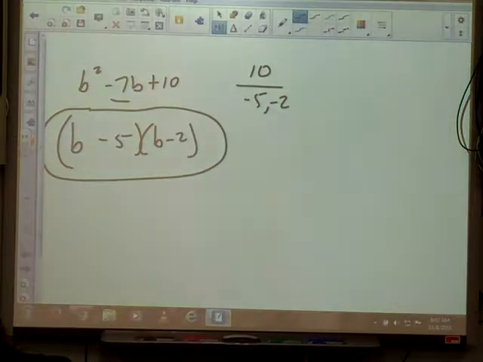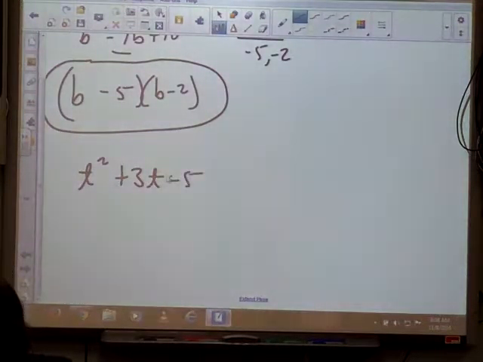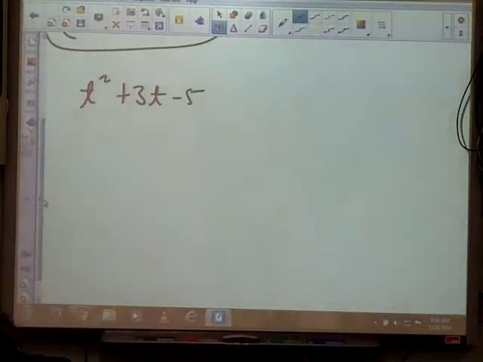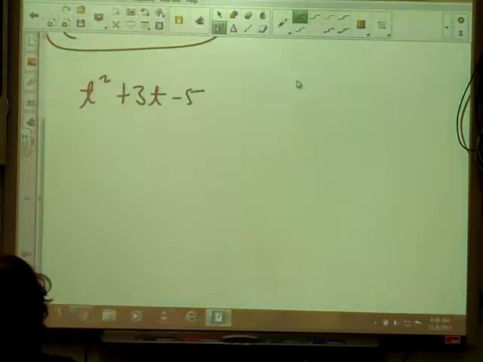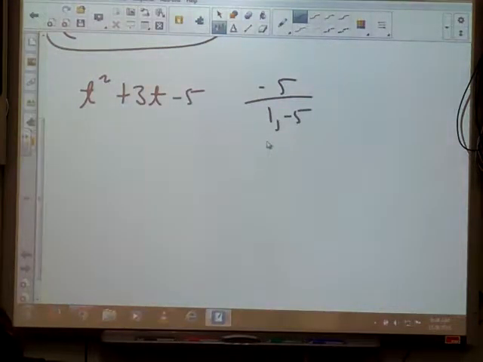All right, let's look at this one here. t squared plus 3t minus 5. Does that have a GCF? No. So it's a trinomial, so what do you get on a times c? Negative 5. Factors of negative 5, now it's a little bit different. It can be 1 times negative 5, or negative 1 times 5. Are there any other factors of 5? No, it's prime.